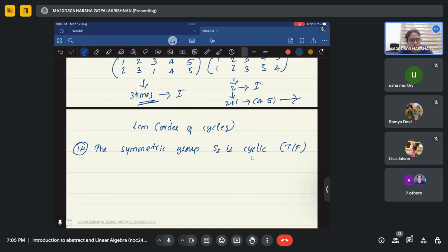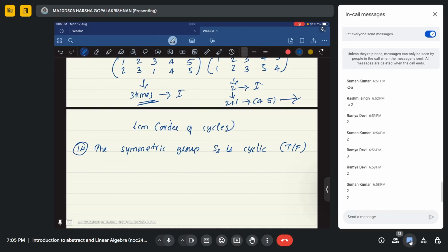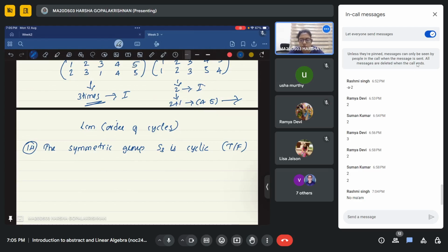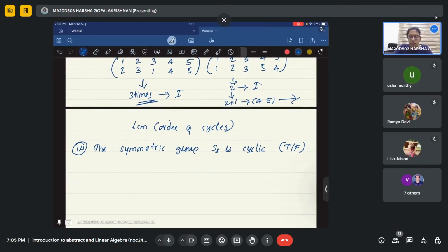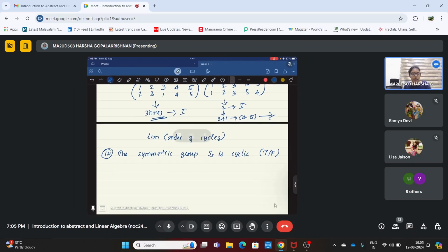Any idea? Yes or no? False. Yeah, good. It is false. So the thing is, if it is cyclic, what we want is there should exist an element from S3 which generates whole S3. Okay. Now we will see what is S3 and what are all the elements. So the first element is rho naught, the identity. Okay. The next element is 1, 2.